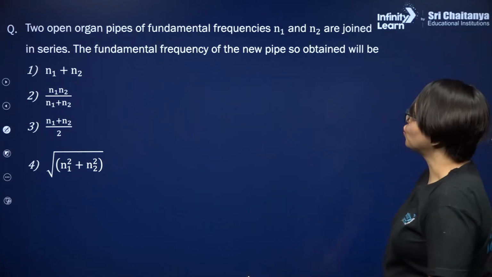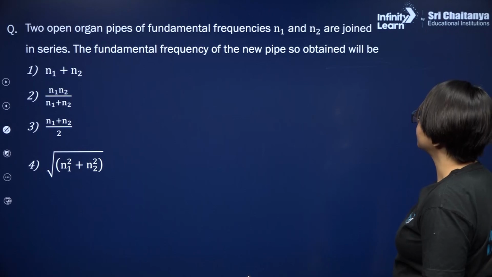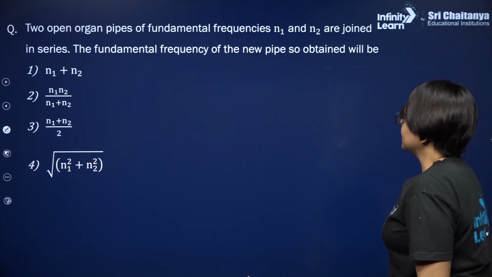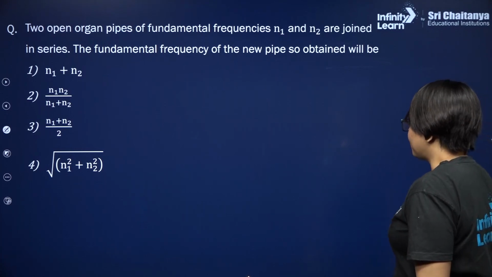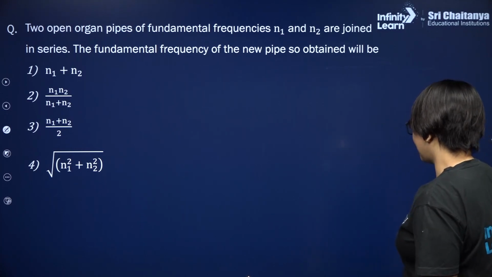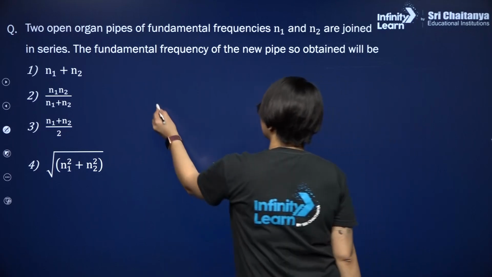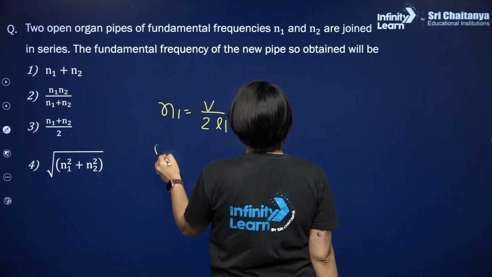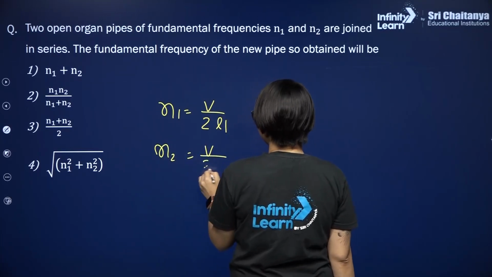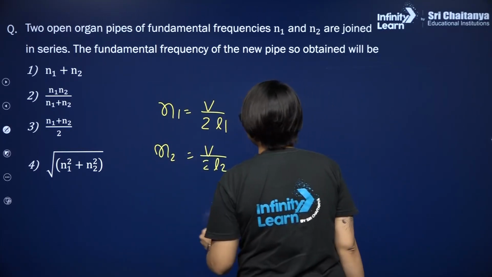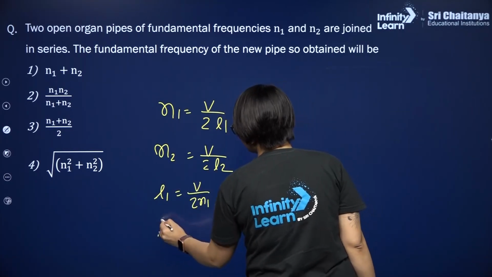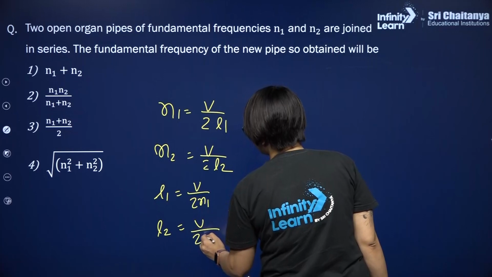Next is this one: 2 open organ pipes of fundamental frequencies N1 and N2 are joined in series. What is the fundamental frequency of the new pipe? So we have open organ pipes. N1 will be V upon 2 L1, where L1 is the length of the first pipe, and N2 is V upon 2 L2, where L2 is the length of the second pipe. So L1 is V upon 2 N1 and L2 is V upon 2 N2.